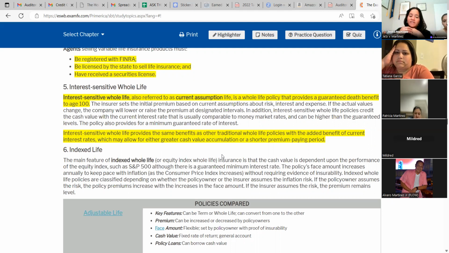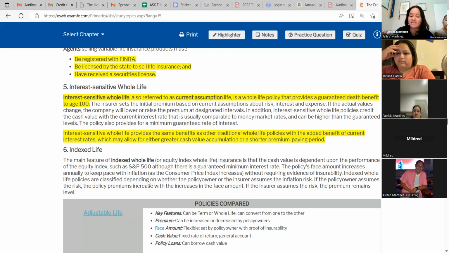Index life, the main feature of index whole life or equity index whole life insurance is that the cash value is dependent upon the performance of the equity index, such as SP 500. Anytime you see SP 500 is index life. You won't see it in the other ones. So although there is a guaranteed minimum interest rate, the policy's face amount increases annually to keep pace with inflation, without requiring evidence of insurability.